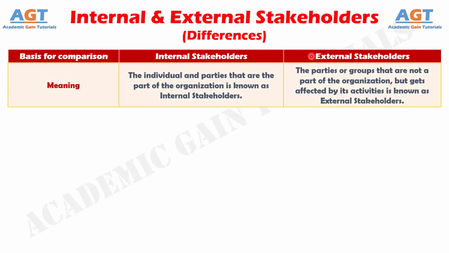Difference number 1. The individuals and parties that are part of the organization are known as internal stakeholders, whereas the parties or groups that are not a part of the organization but get affected by its activities are known as external stakeholders. Number 2. Internal stakeholders are directly influenced by the company's activities because they are part of the organization, which is just opposite in the case of external stakeholders.